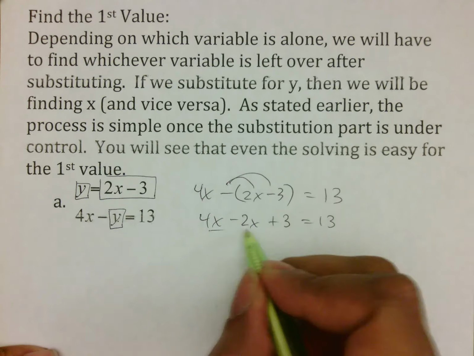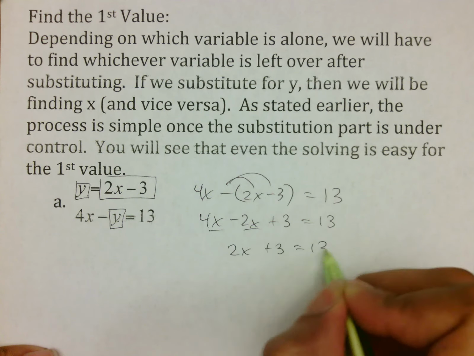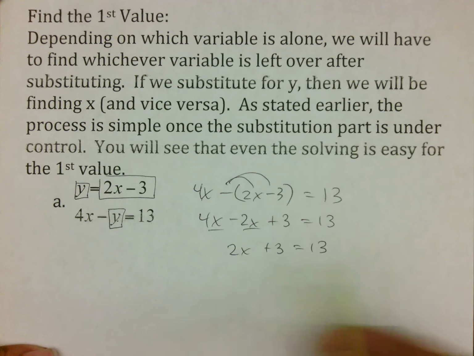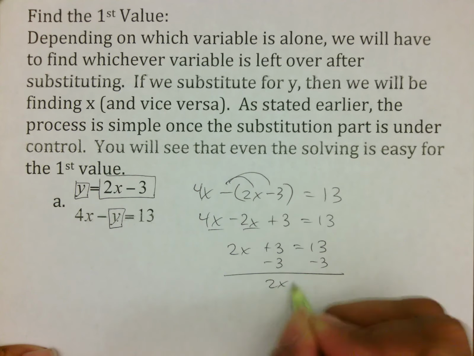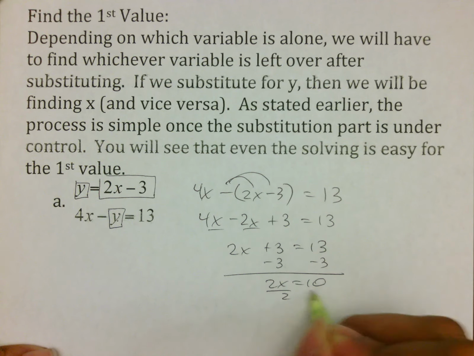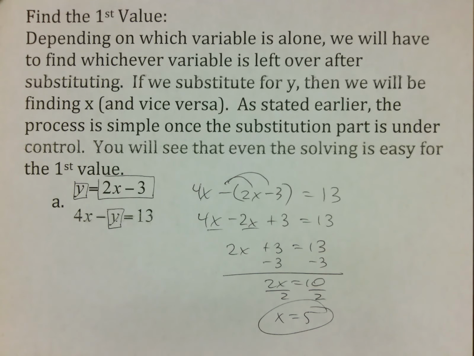We're going to simplify by putting our like terms together. 2x plus 3 equals 13. And then now notice how easy the solving is. We simply subtract 3 from both sides, getting 2x equals 10. We divide by 2, getting x equals 5. The problem is done. That is how easy it is.